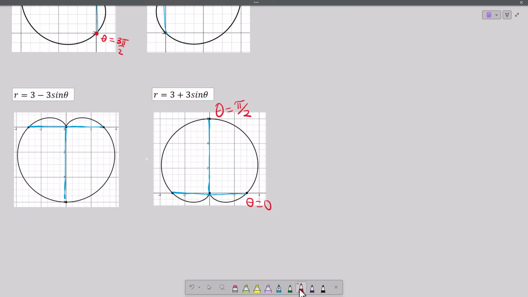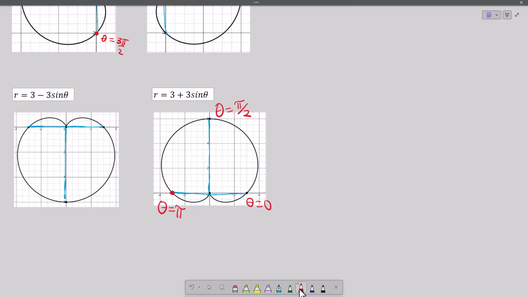Then we rotate over to pi. So now we're thinking about going this direction. We're going, what's that, west? Going west. Plug in pi right there, sine of pi is 0. So we end up with 3. So we're going to plot 3 units from the origin in the pi direction. So that's theta equals pi.